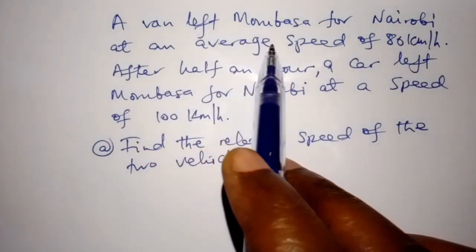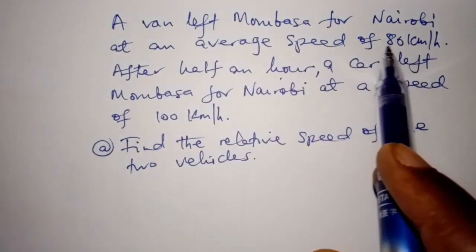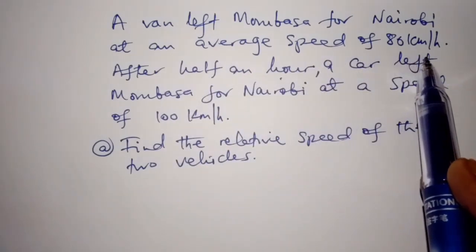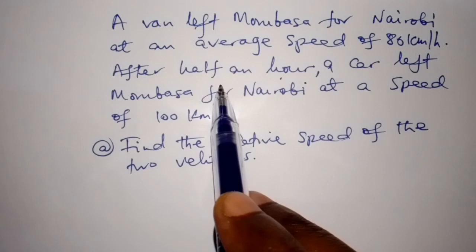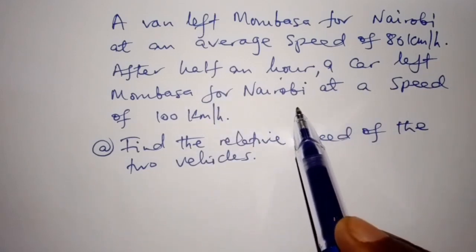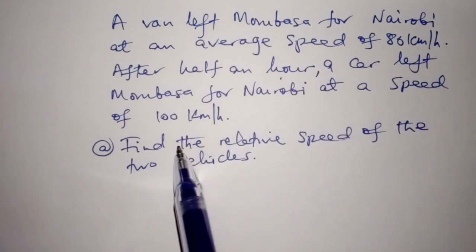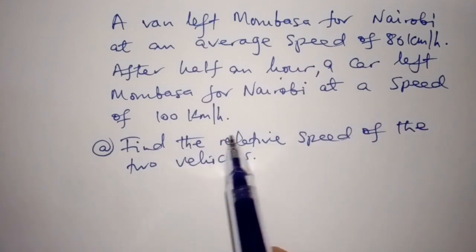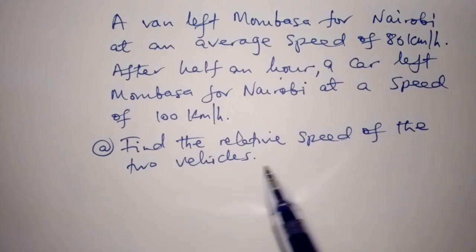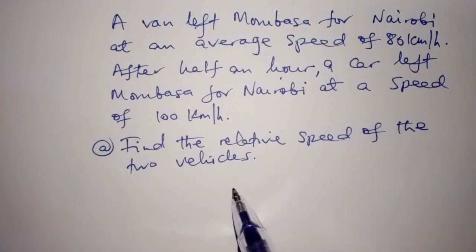A van left Mombasa for Nairobi at an average speed of 80 km per hour. After half an hour, a car left Mombasa for Nairobi at a speed of 100 km per hour. Find the relative speed of the two vehicles. Find how far from Mombasa the car overtook the van.